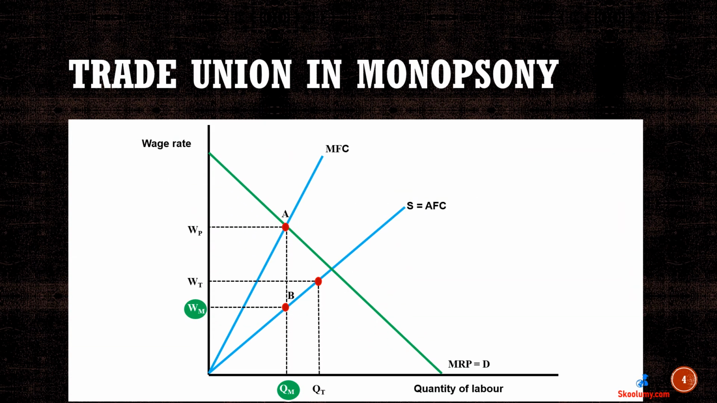Let's consider the impact of trade union in a monopsony. The actual wage rate paid by the firm is WM, and quantity of workers employed is QM. When a trade union negotiates a pay rise, the wage rate increases from WM to WT. Remember to trace WT horizontally to the supply of labor curve. This produces the quantity employed of QT, which is more than the quantity employed without trade union in this market.